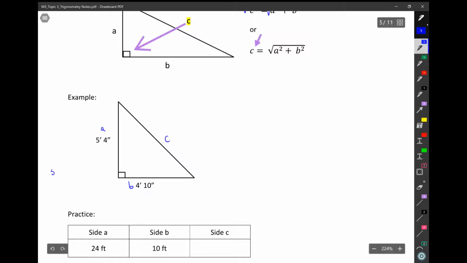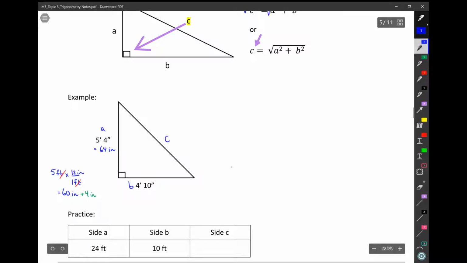So I'm going to turn my 5 feet into inches. I'll use my unit factor method. 12 inches is a foot. I'm going to cancel out my feet, and that gives me 60 inches. But I already had 4 inches in the problem, so this dimension is a total of 64 inches.